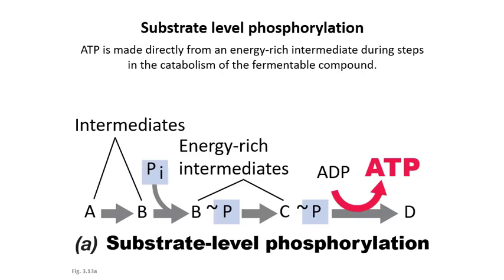First, let's see what's going on in fermentation, or substrate-level phosphorylation. ATP is made directly from energy-rich intermediates. With this metabolic reaction, ATP is made by the direct transfer of a phosphoryl group to ADP from another phosphorylated compound. You can see those energy-rich intermediates that are shown here.